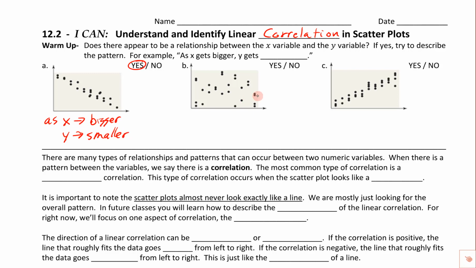Then on this one right here, is there a pattern to this one? Well, this is just kind of a big blob right here. So I'm going to say no, there's not really a pattern there. But definitely on this one is a yes. So let's see if we can describe this. These are small x's and small y's, and these are pretty big x's and pretty big y's. So as x gets bigger, y also gets bigger. Okay, so we've got a couple scatter plots there. We can at least look at them. We know what a scatter plot is, and we can describe what's going on there.